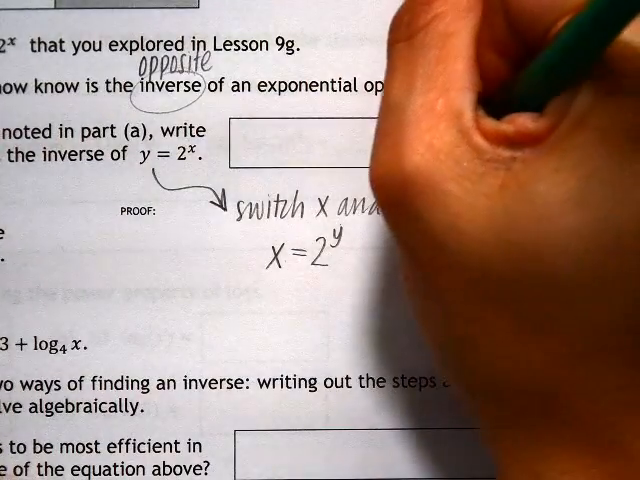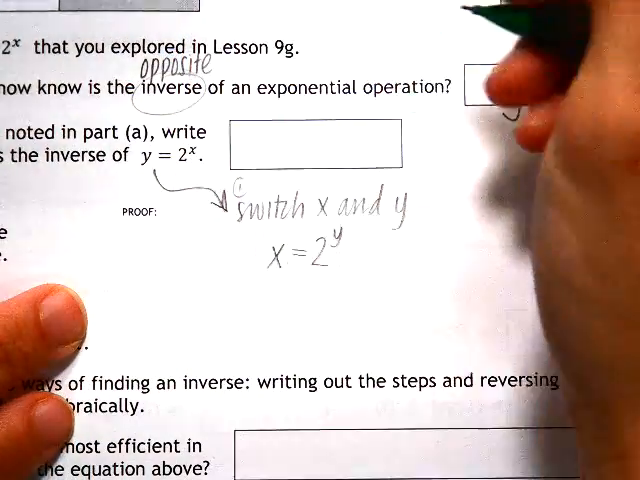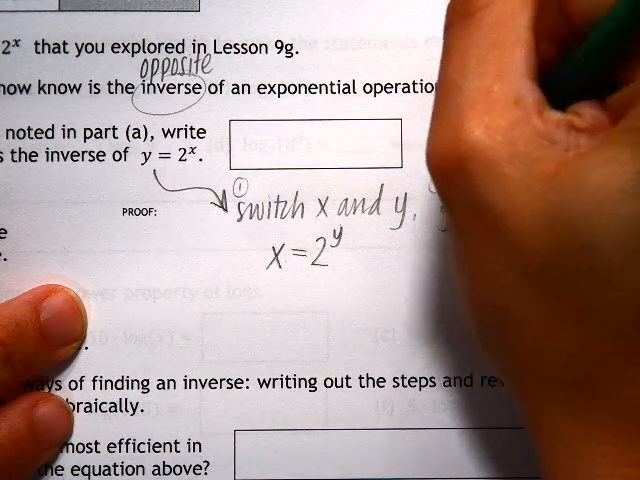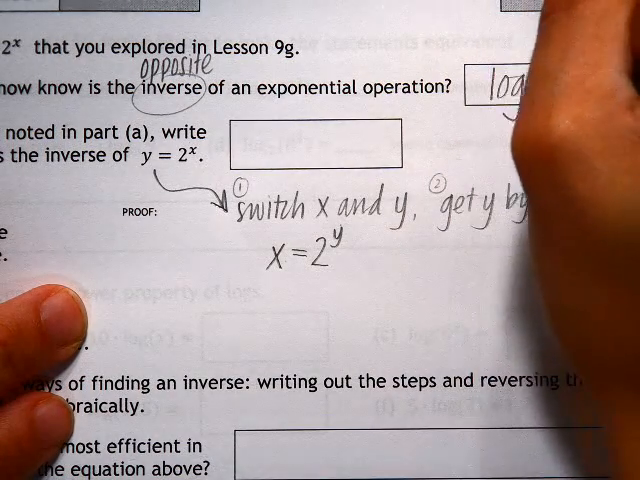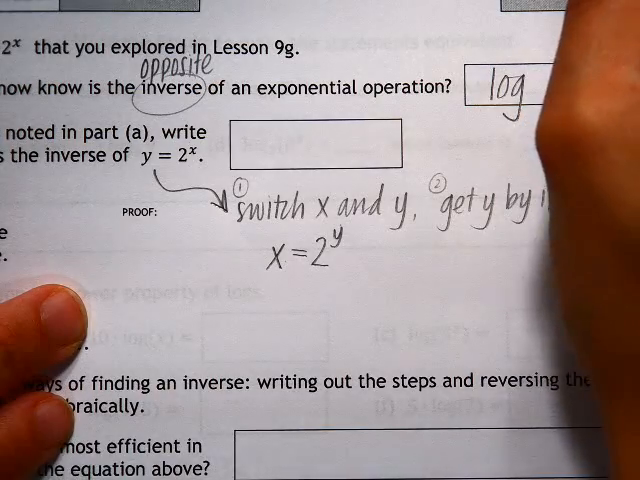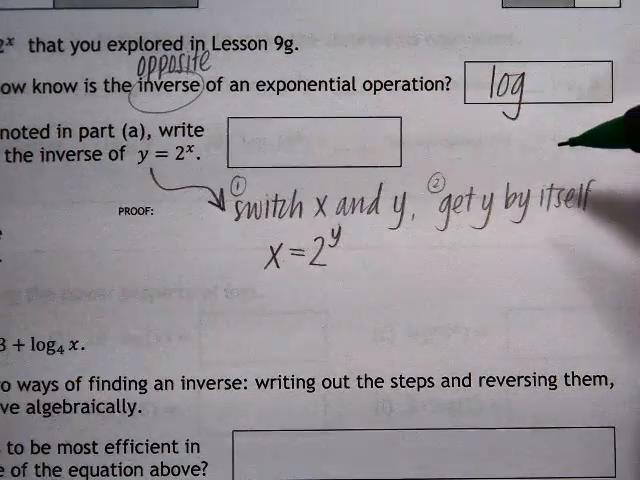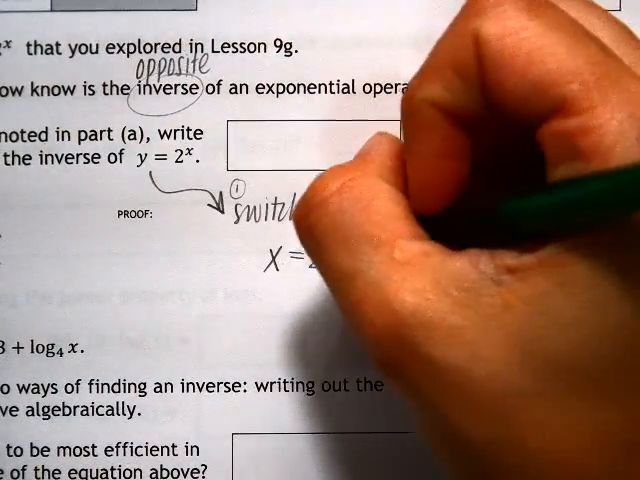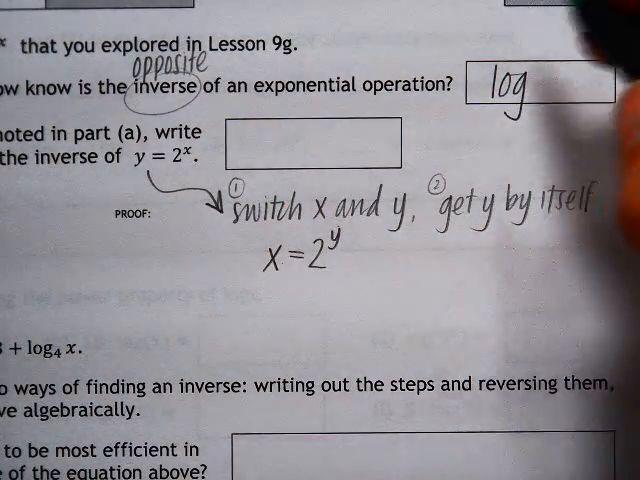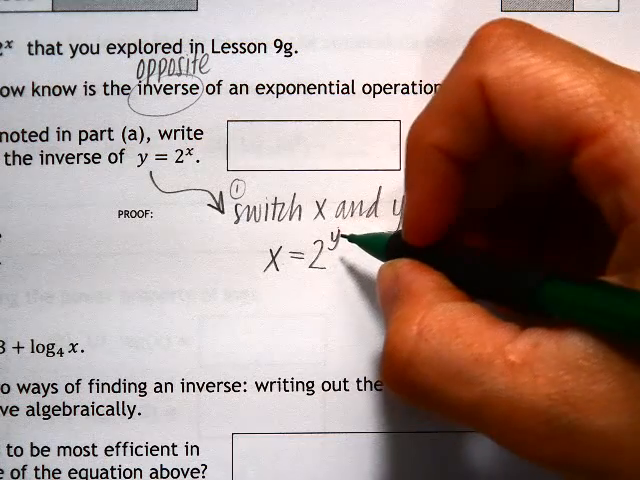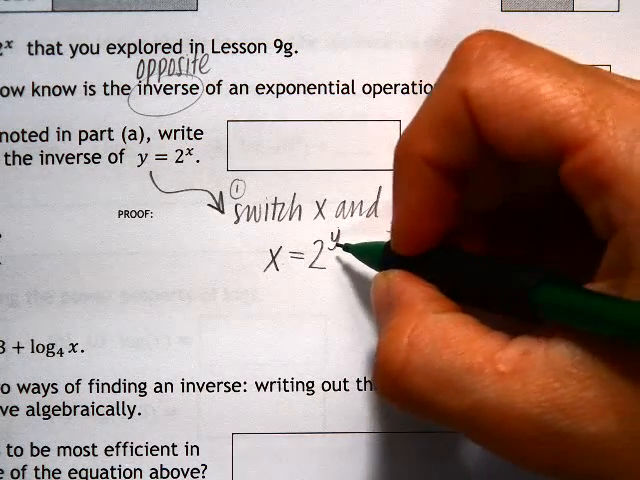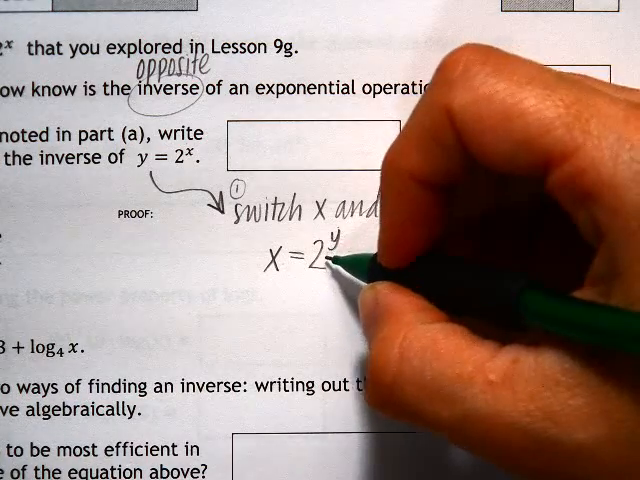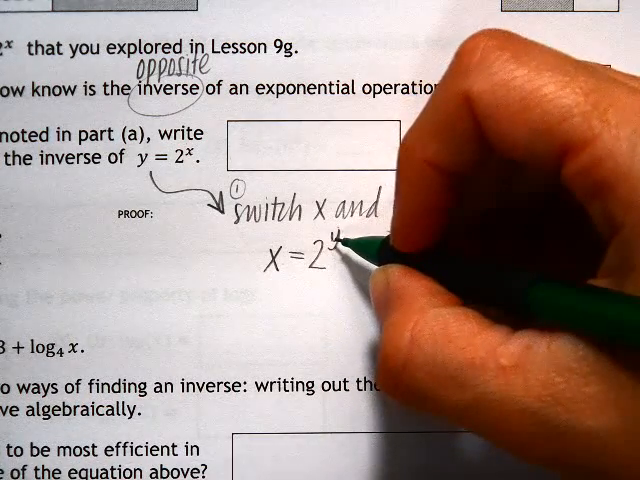Now, once you switch x and y, that's kind of like step 1. Step 2 is to get y by itself. That was what we did way, way back in Unit 6, at the beginning of the semester when we were learning inverses. Now to get y by itself, this is where my previous comments are going to come into play. Because notice what's happening to y. Y is being exponentiated. That means it's part of an exponential expression.